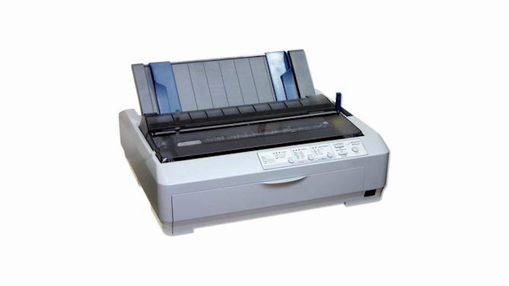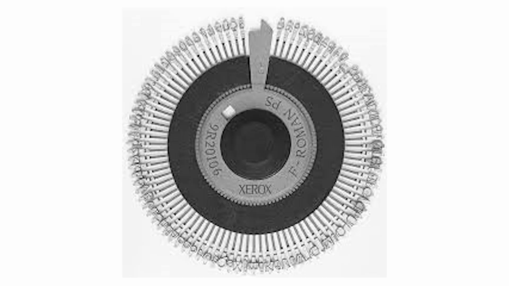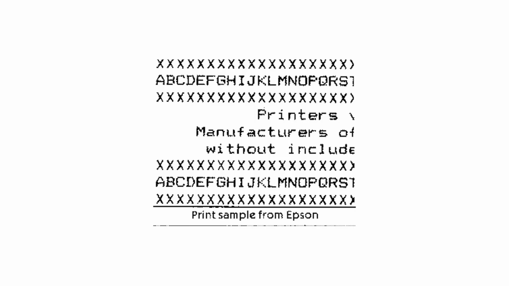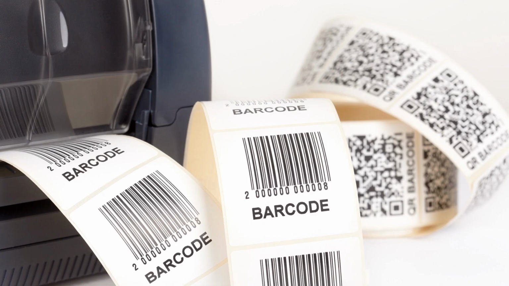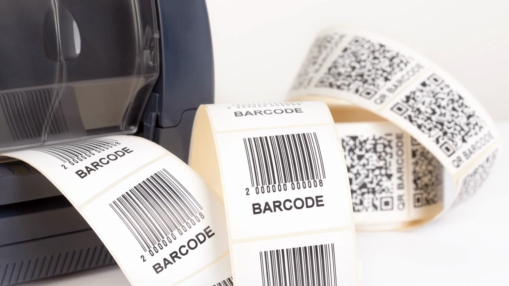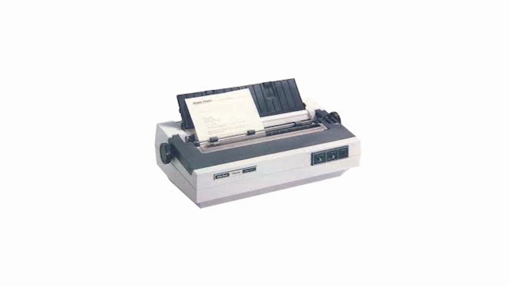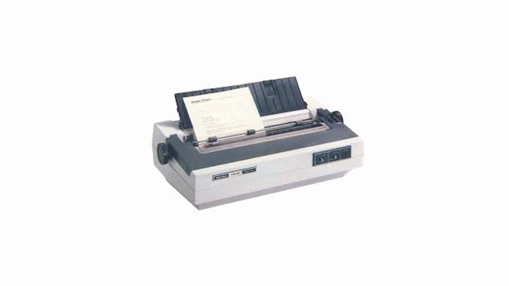Daisy wheel printers. The print mechanism of this type of printer looks like a daisy. At the end of each petal is a fully formed character which produces solid line print. Line printers. When an enormous amount of material is printed, the character at a time printers are too slow, and that is where line printers come in handy.